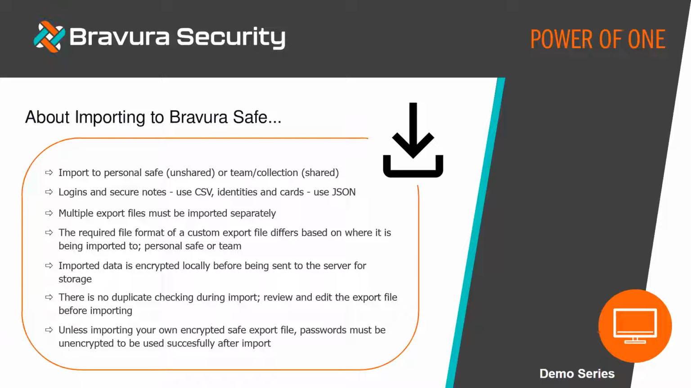It is also important to understand that passwords for login items in the export file must be in a non-encrypted state in order to use them successfully after importing. The exception is if you are importing your own encrypted exported file from Bravura Safe, such as importing an encrypted backup JSON file of your safe. Only in this scenario may the passwords be encrypted, and the encryption key of the exported file must match your current account encryption key to work.